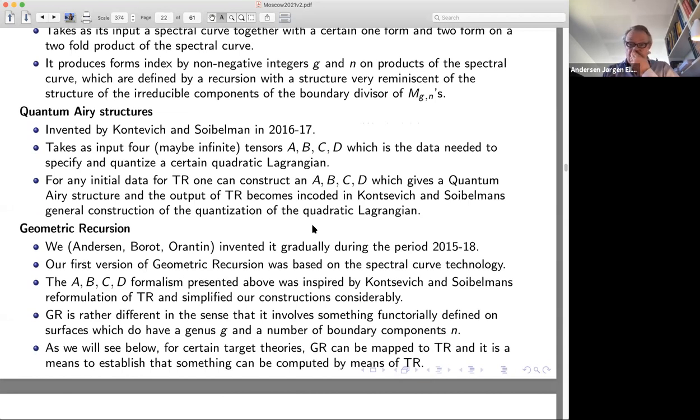And yeah, so that's sort of what it says here. And then actually you will see that there is a way to map any example of GR for the target theory of continuous functions to topological recursion by integration over moduli space. And there's even a way to go back. So for every instance of topological recursion, there's a way to recover geometric recursion out of it in such a way that when you integrate over moduli space, you come back to the topological recursion.